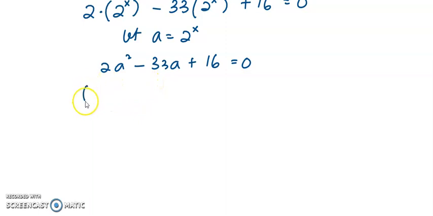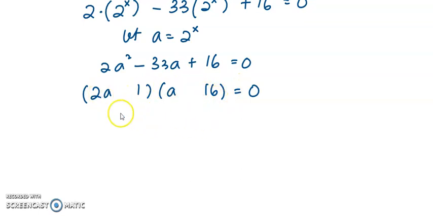So I would like to factorize as if we are solving the quadratic equation first. You got the 2a multiplied by a, and 16 I'll put it here because 16 multiplied by 2 you got 32. 32 minus 1a, you got negative 33. So I put a negative over here. Expand back, check your factorization.